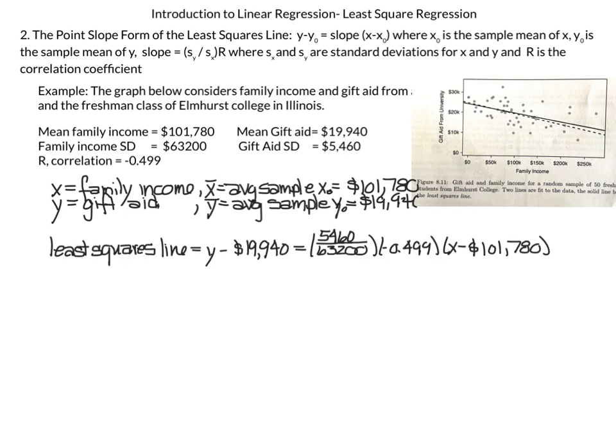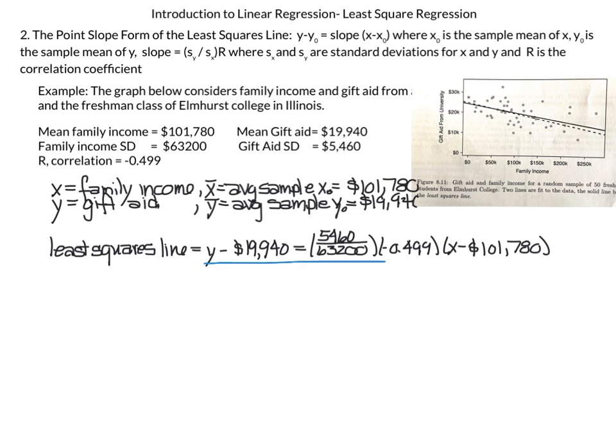My least squares line then is y minus y naught, which is my 19,940, is equal to my slope. And my slope is standard deviation y over standard deviation x. So I need to look that up. Standard deviation y is 5,460 divided by standard deviation x, 63,200. And then I need to multiply that by r. So r was given to me as negative 0.499. And then finally, after the slope, I need x minus x naught. So x minus x naught is my 101,780. So this is the formula for my line right here.